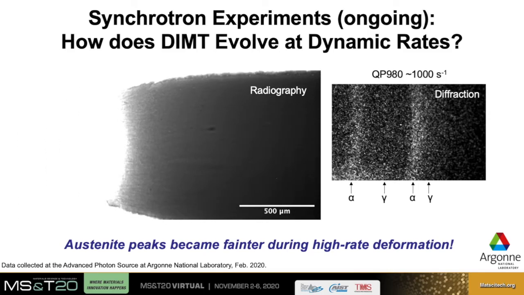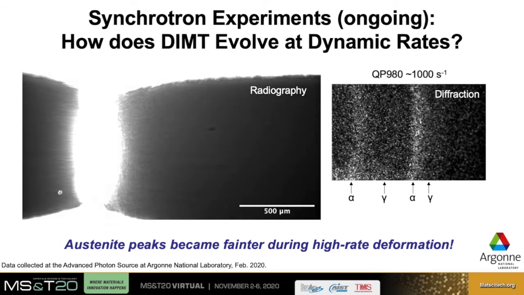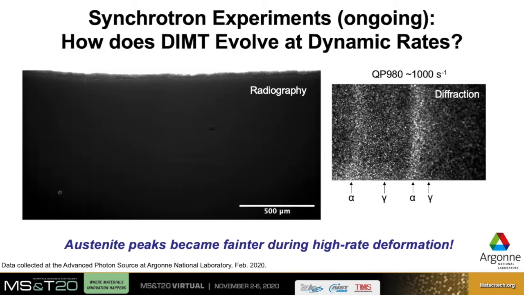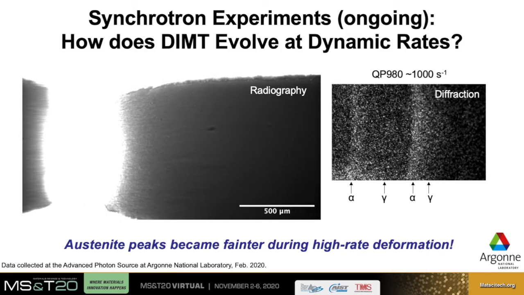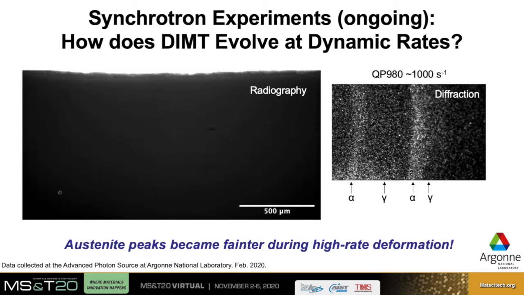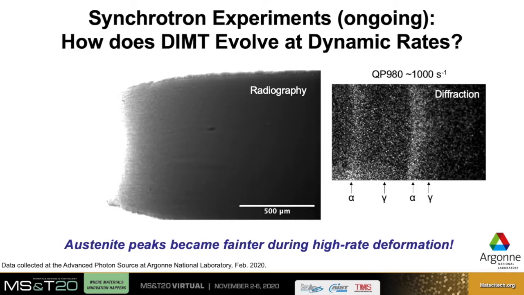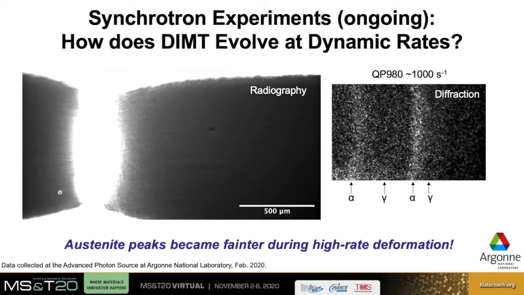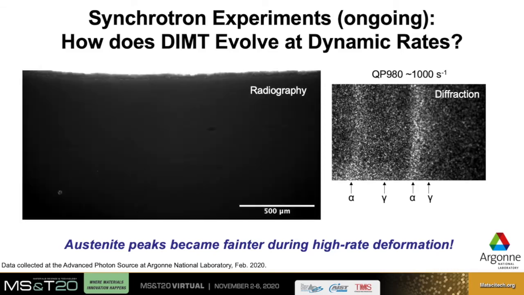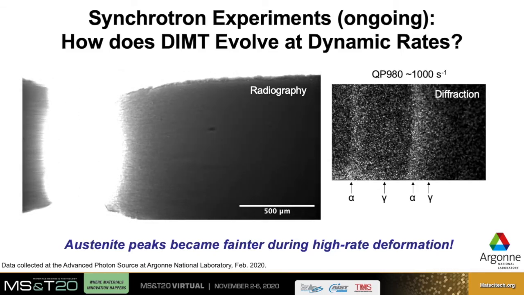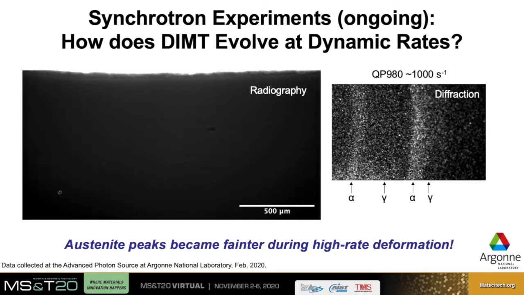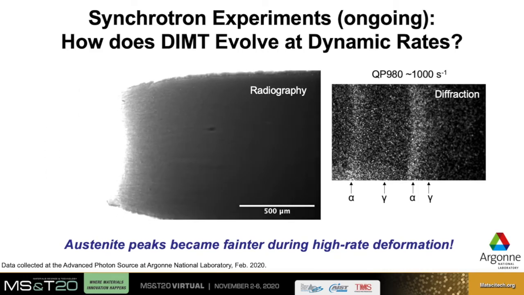The videos that I'm showing here are synchronized. On the left, radiographic imaging shows the elongation, necking, and fracture of a QP980 specimen at 200,000 frames per second. On the right, we see ferrite and austenite Debye rings at 200,000 frames per second. Generally, the austenite peaks appear to become fainter during the deformation event, suggesting that TRIP is contributing to strengthening even at very high rates. A lot of work needs to be done to quantitatively analyze these data. This is my goal for the winter.